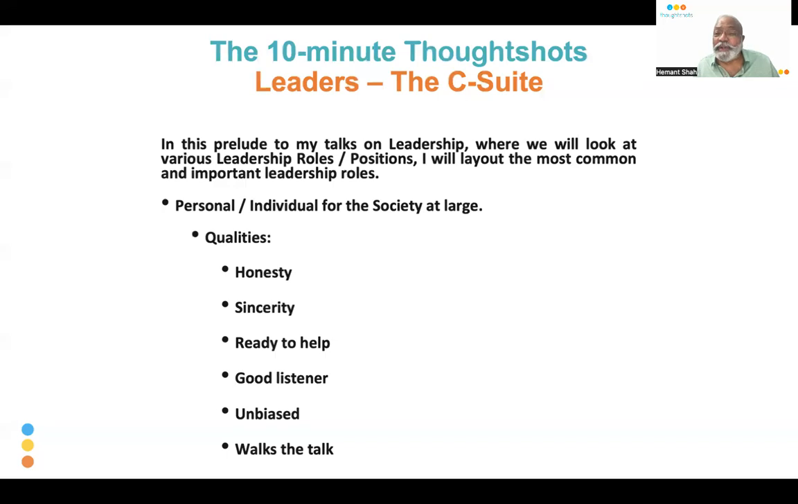And therefore, these qualities, I'm not saying that these qualities are exhaustive. These are just to put you on track about what is going to happen in the next many talks that we will have on leadership. So the most important leadership role profile, as I see it, is that of a personal or individual in a society at large. Remember, it affects practically everybody with whom you interact. And if you are a very, very strong leader, you can change the culture of a society, which is a humongous responsibility. So this is the first thing that I would like to address.